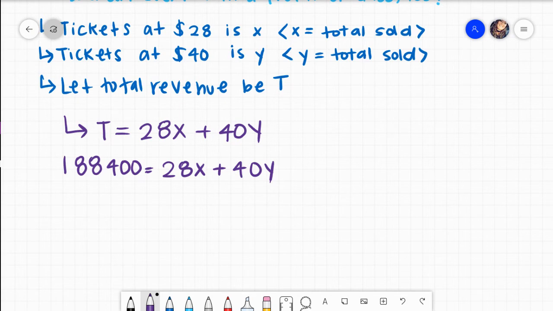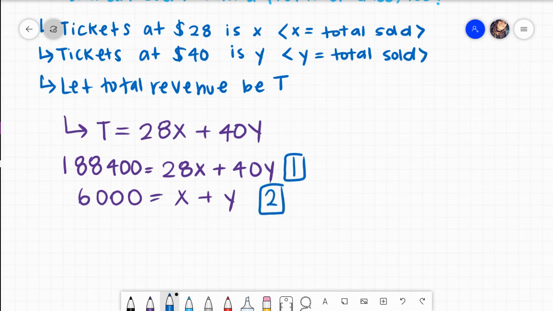It told me that there's 6,000 seats. So however many tickets I sold at $28 plus however many tickets I sold at $40, those total amount of tickets need to total to 6,000. And then the actual price, once I multiply those totals to the amount they were sold for, needs to total that total revenue, right? Okay, so what we're going to do is call this equation 1, and we're going to call this equation 2.